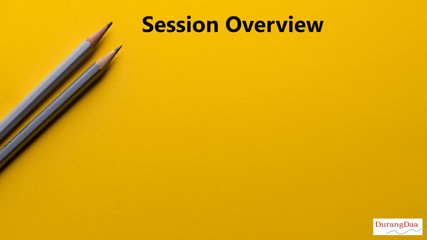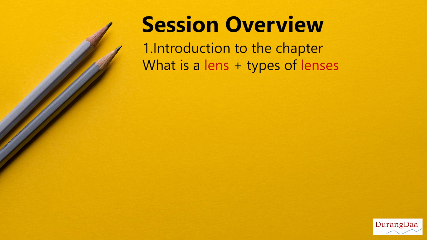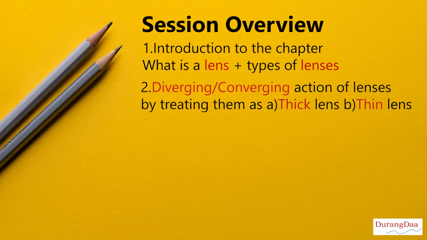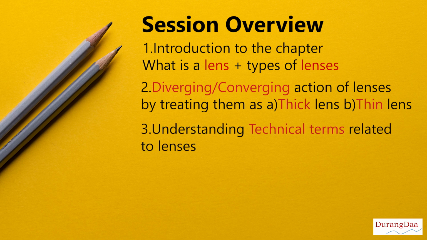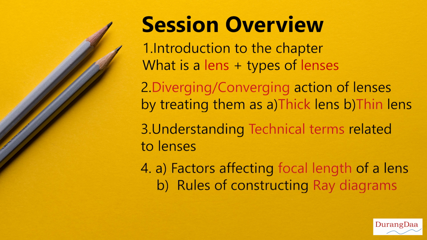Alright, so let's start. Let's have an overview of this session. Firstly, you will learn about lens and types of lenses. Second, about diverging and converging action of a lens by treating it as a thin lens or as a thick lens. Third, technical terms related to a lens. Then we will have a brief discussion related to real and virtual focus and focal plane of both concave and convex lenses. After that, factors affecting focal length and some standard questions related to the above factors. Finally, we will do some selected questions and some past year's questions.